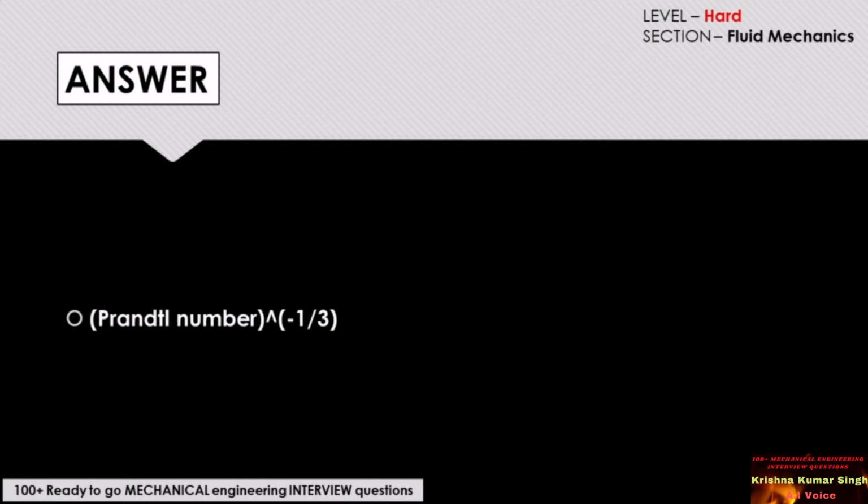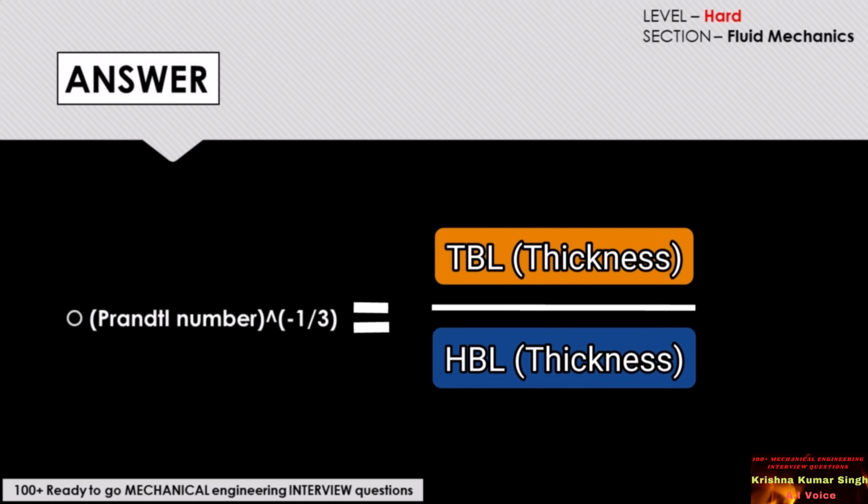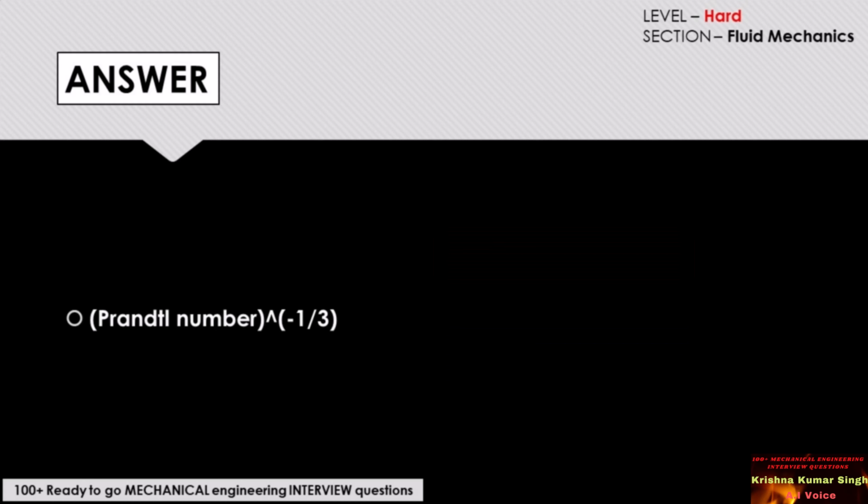The answer to this question lies in this particular formula. This is the ratio of the thickness of the TBL, that is the thermal boundary layer, to the thickness of the hydrodynamic boundary layer or HBL.